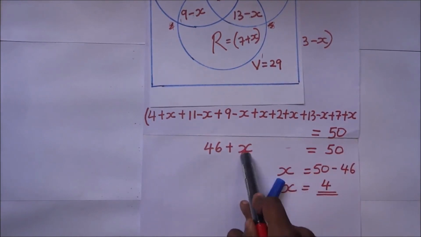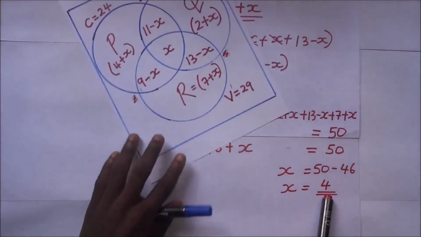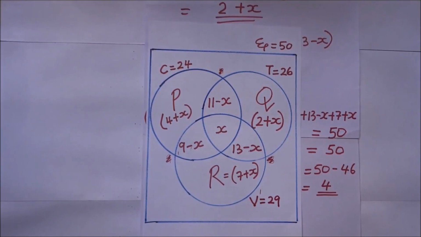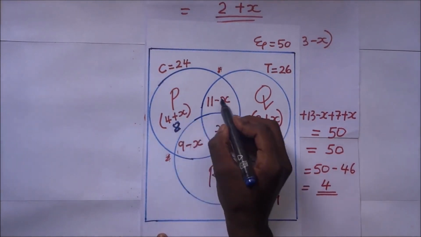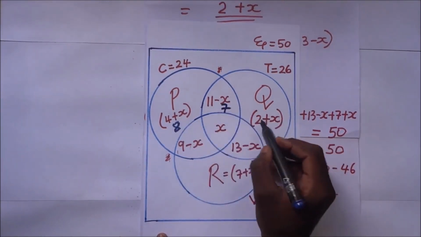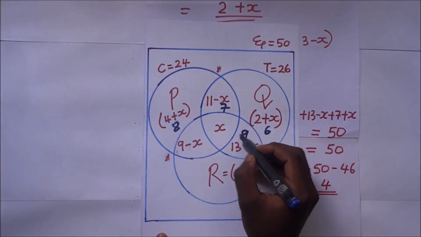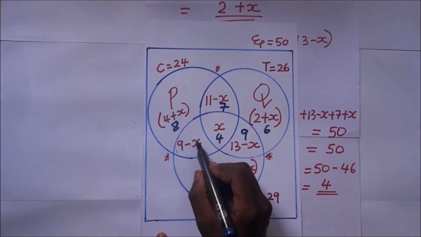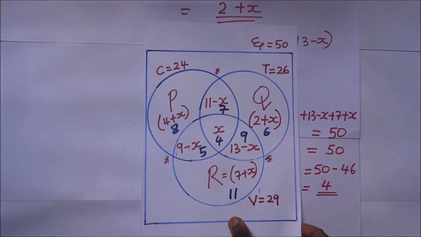When we collect like terms and make x the subject of the formula, we get our value of x as 4. So now we've got the value of x. It means that when we start filling in, 4 plus 4 will become 8. 11 minus 4 is 7. 2 plus 4 is 6. 13 minus 4 is 9. x is 4. Then 7 plus 4 is 11. 9 minus 4 is 5. So our new Venn diagram is going to look like this.